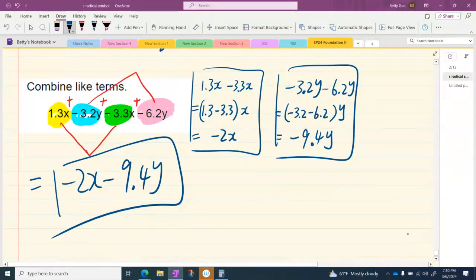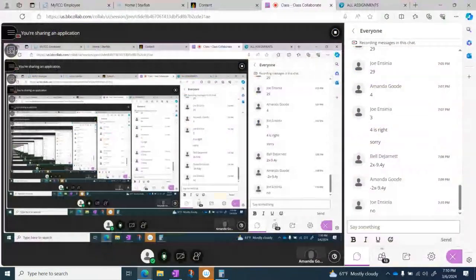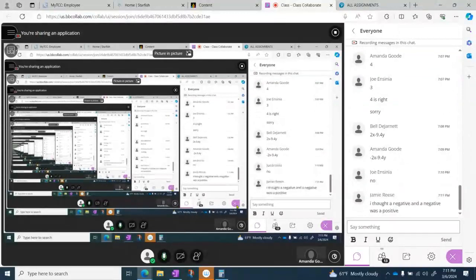Any question about this problem? Be careful with the sign. Okay, thank you. Amanda has negative 2x. Yeah, exactly. Awesome. Belle has the same answer. Perfect. You guys are doing great.